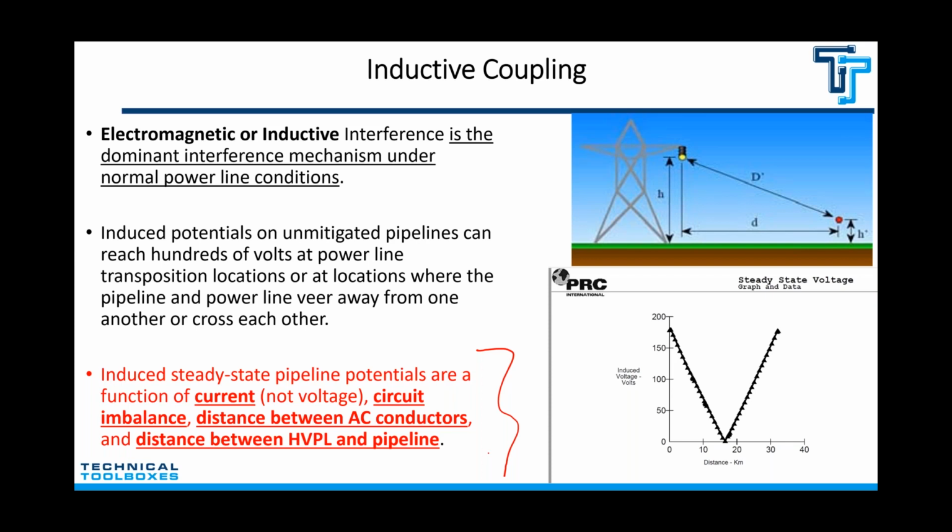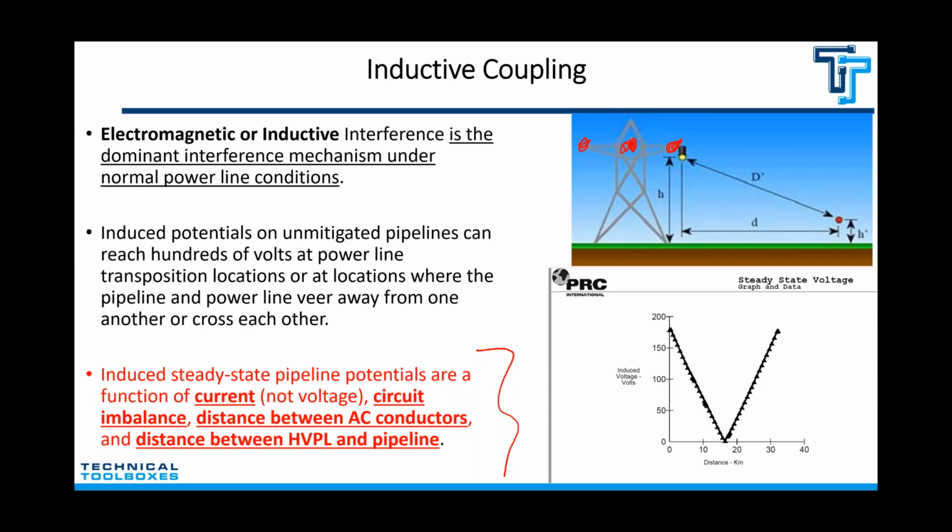The other thing is what we call circuit imbalance. If you look at these wires right here, you have three wires in our power lines. That's called a circuit. Each of those wires is called a phase wire. So you have three phase wires, and the three make up a circuit. Now, if those circuits are perfectly balanced, then they would cancel each other out, and you wouldn't have any interference at all on your pipeline. But imbalance means that one wire is flowing more current than another wire. So if the circuit gets imbalanced, that's going to increase the level of induced interference you're going to have on your pipeline.